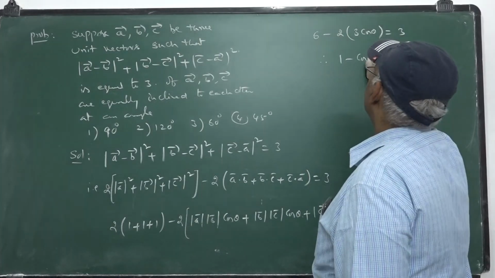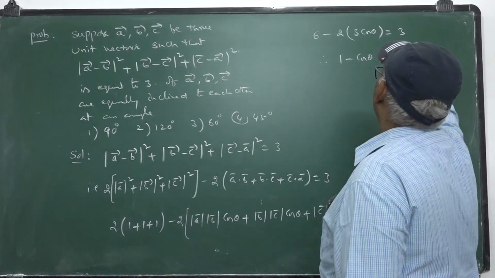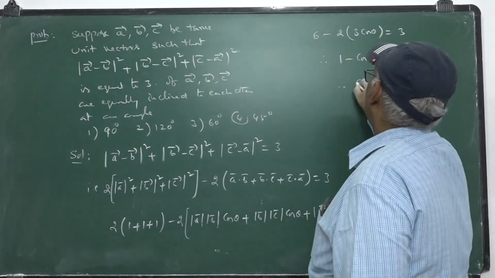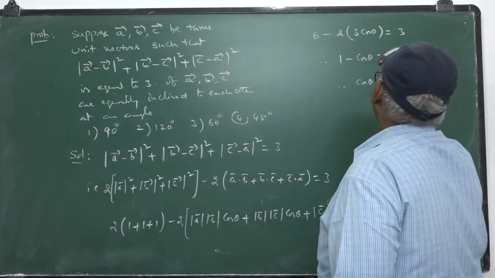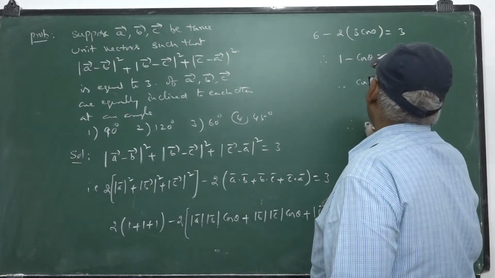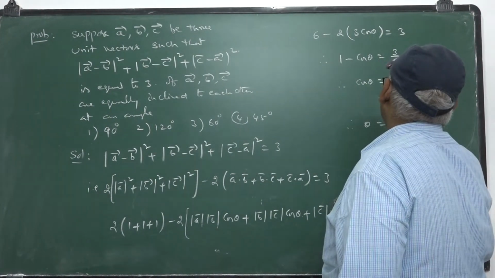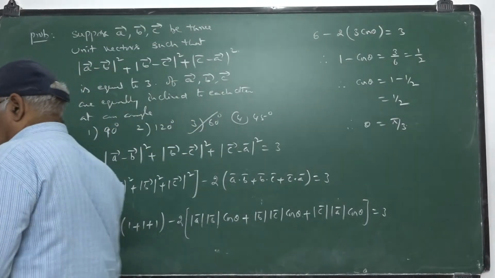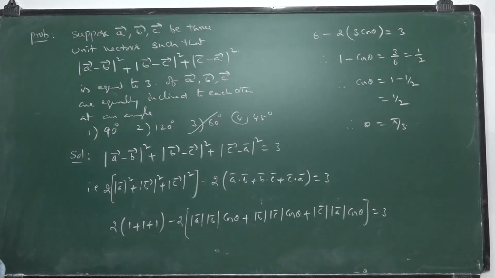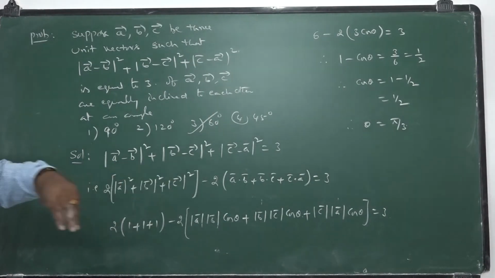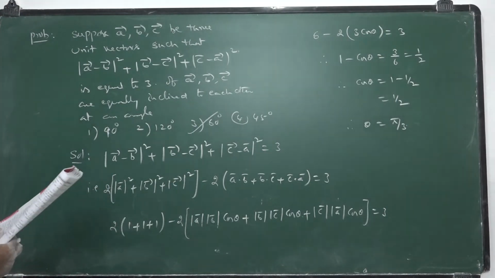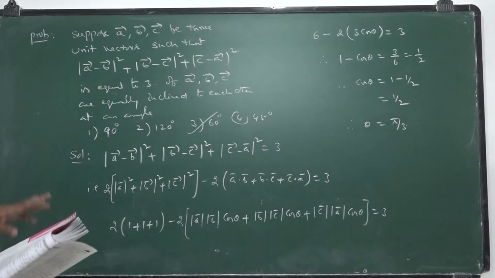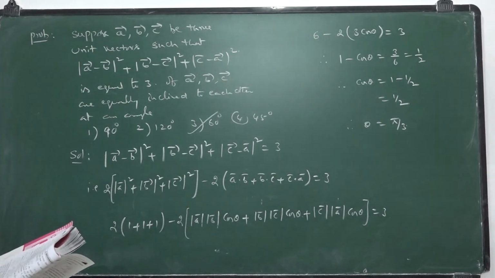Hence 1 minus cos theta takes the value 3 by 6, that is 1 by 2. So cos theta takes the value 1 minus 1 by 2, that is 1 by 2. Theta takes the value pi by 3, the angle 60. They are of equal inclination. Once they are of equal inclination, then that inclination is pi by 3. That means the angle between A and B is pi by 3, the angle between B and C is also pi by 3, and the angle between C and A is also pi by 3.